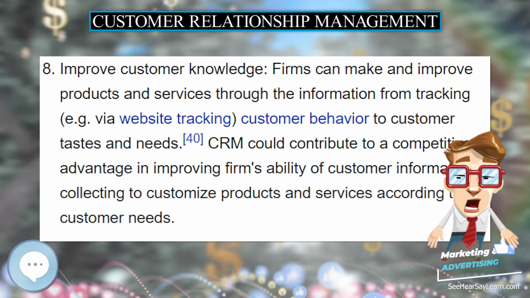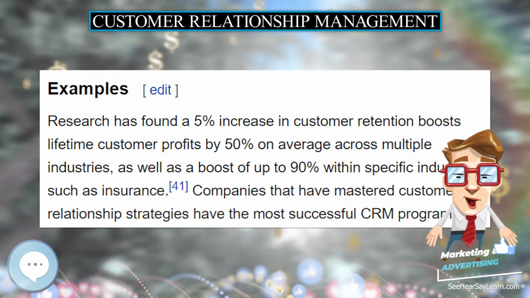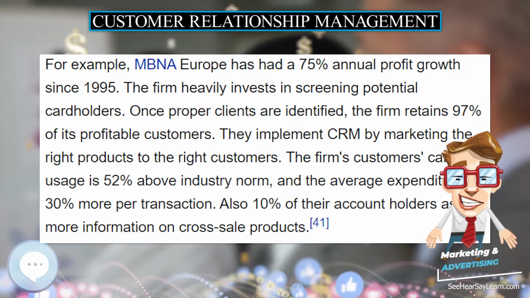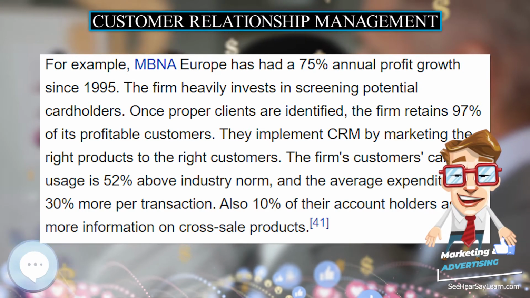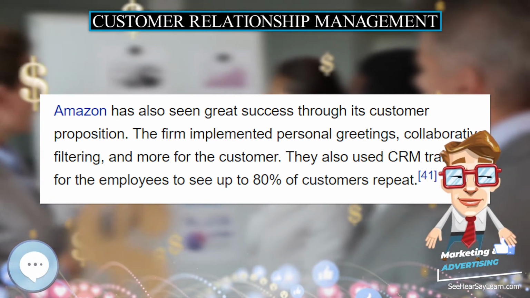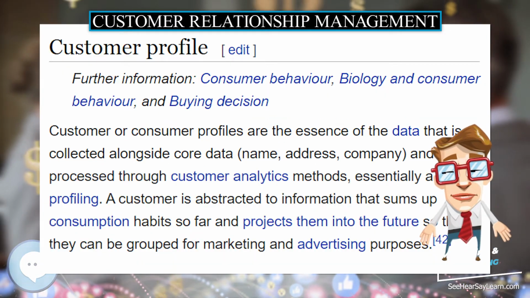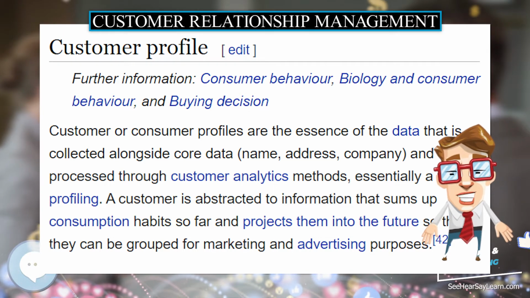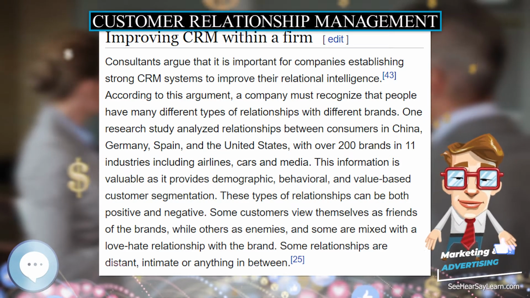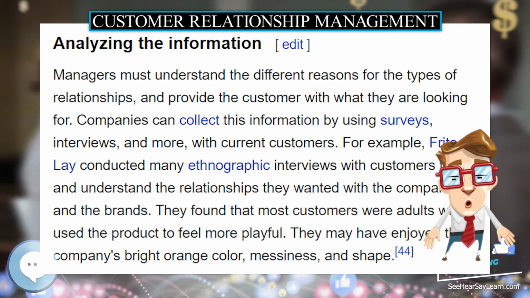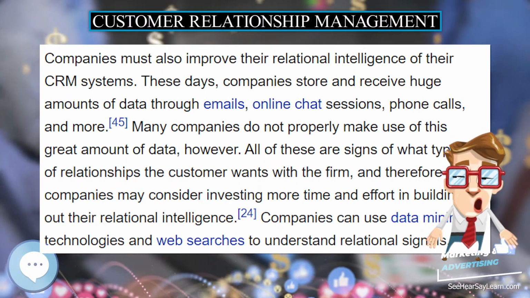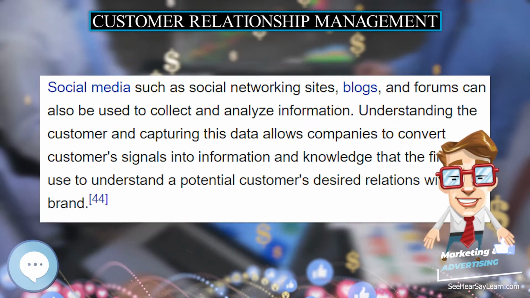Analyzing the information. Managers must understand the different reasons for the types of relationships, and provide the customer with what they are looking for. Companies can collect this information by using surveys, interviews, and more, with current customers. For example, Frito-Lay conducted many ethnographic interviews with customers to try and understand the relationships they wanted with the companies and the brands. They found that most customers were adults who used the product to feel more playful. They may have enjoyed the company's bright orange color, messiness, and shape.